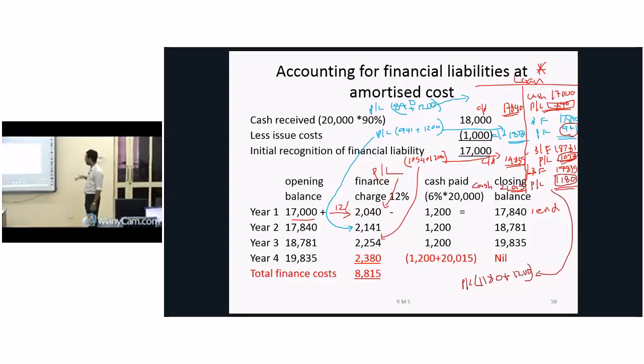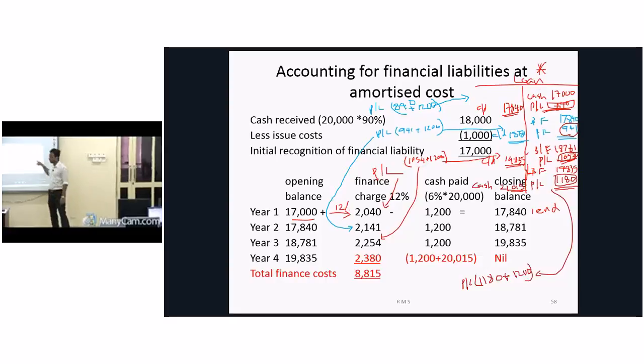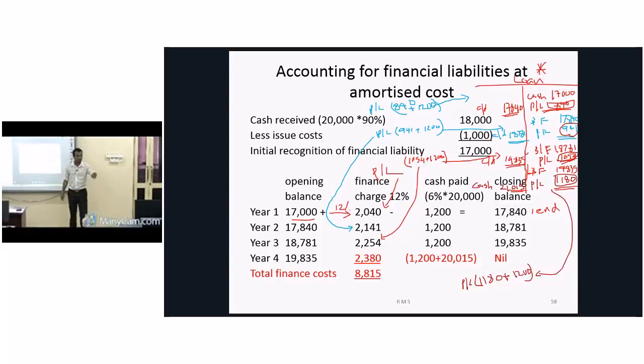Look only at the first year. But how much do you pay at the end of each year? 1,200, the interest to be paid for the loan note. So you have to pay interest of 1,200. Then the difference is 840. It should be added to the loan account.